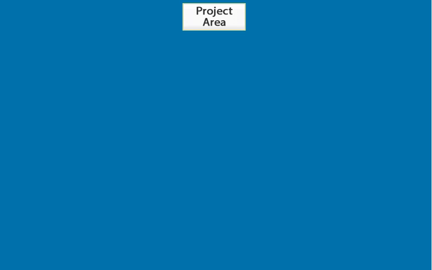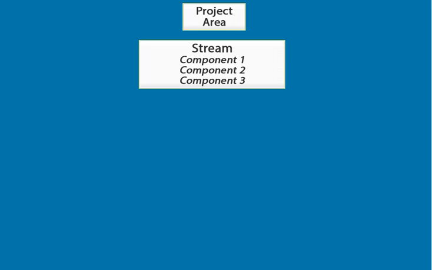The project area contains one or more streams. Streams are RTC repository objects with one or more components. A stream corresponds to a view in StarTeam. Components are a group of related artifacts under version control. We could have a component for documentation, or a component for database code or Java code. Components can be reused, and a stream will have one or more components.